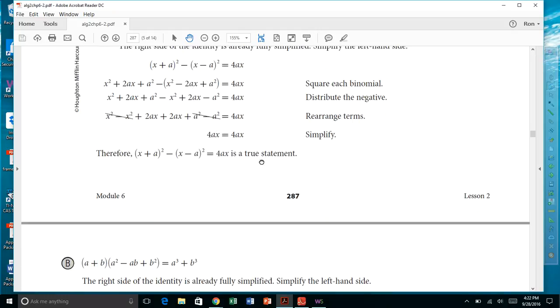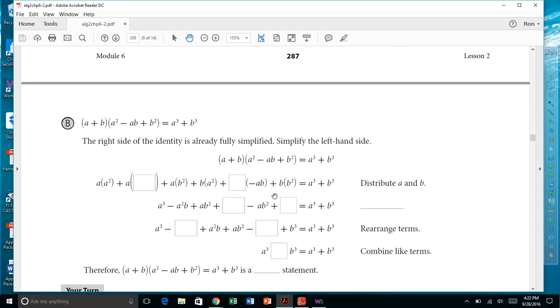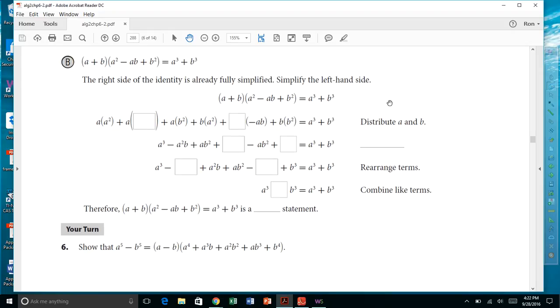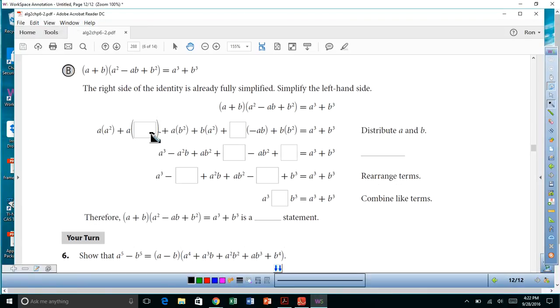All right, I'll let y'all read A, and let's go down here to B. When you get back, we'll do B together. So we have a plus b times a squared minus ab plus b squared equals a cubed plus b cubed. The right side, this side over here, is already simplified. So we're going to have to simplify the left side to make sure that it works.